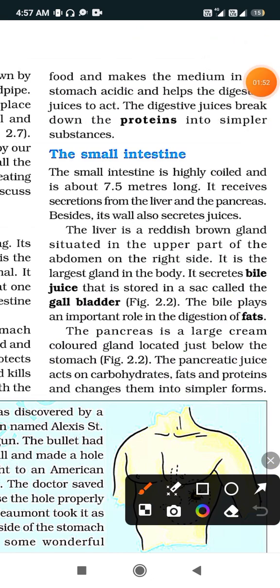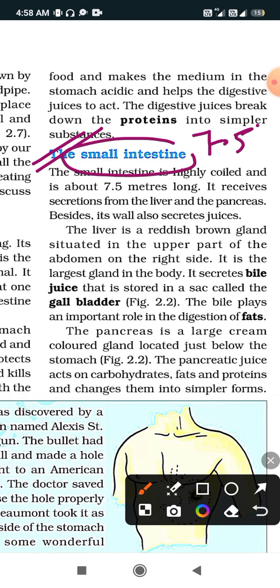Clear? Now we have studied the role of the buccal cavity, food pipe, and stomach. Then the fourth important point is the small intestine. The length of the small intestine is 7.5 meters long. Clear, student? And it receives secretions from the liver and pancreas. So if someone asks you, the small intestine receives the secretion from the liver and pancreas. Clear? And it is associated with glands: the liver and the pancreas.